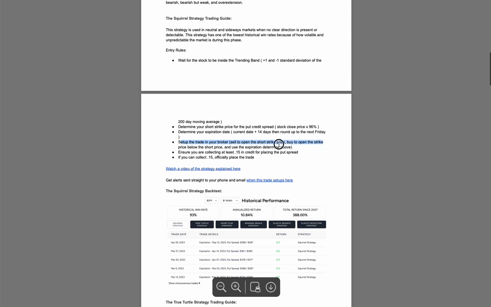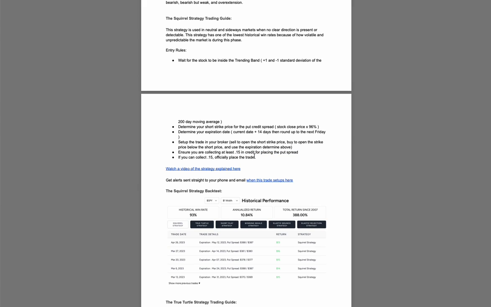Next, we're going to set up this trade in our broker. We're going to use the short strike of 385. We're going to buy the 384. We're going to go to an expiration date of July 28th. And again, we're going to ensure that we can collect at least 15 cents in credit. If all these are set, we're going to place the trade and move on.